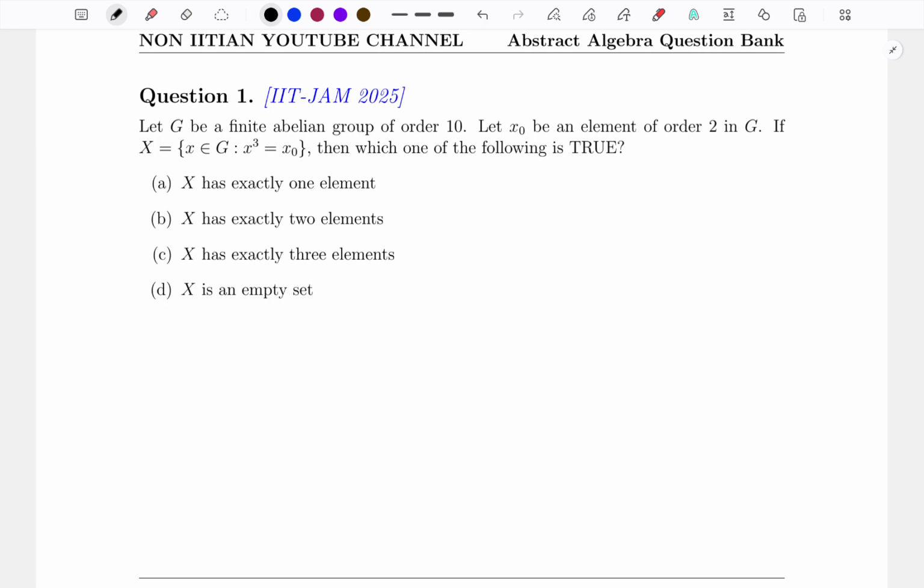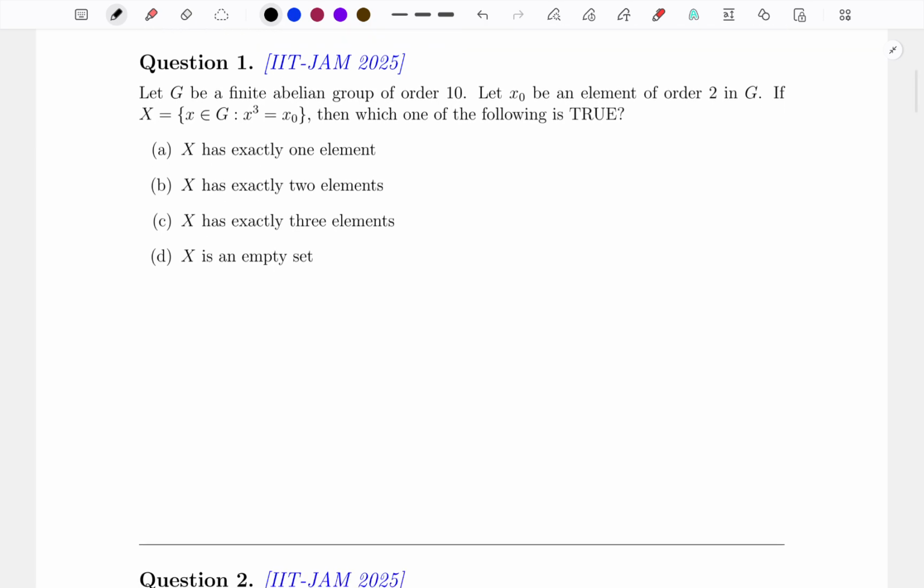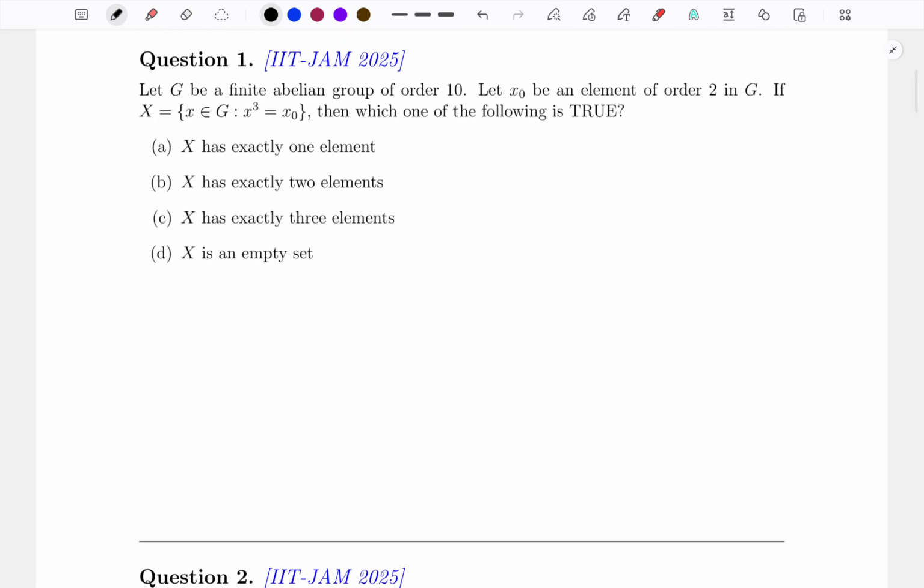Let G be a finite abelian group of order 10. Let x naught be an element of order 2 in G. If capital X is the collection of all the elements x such that x cubed equals x naught, then which of the following statements is true? X has exactly one element, X has exactly two elements, three elements, or X is an empty set. So let's see the solution.